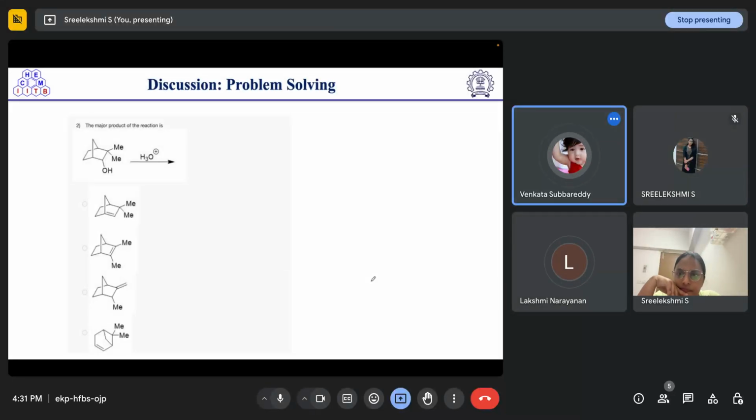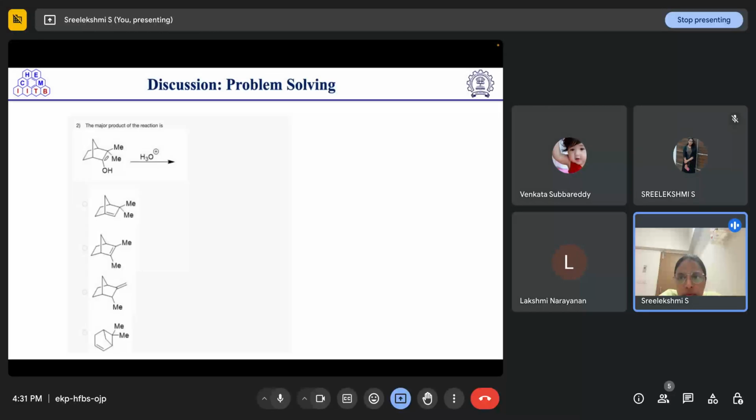First, OH will eliminate. First, protonation will happen. After that, the double bond will form. After the double bond, CH2, CH3, one proton will eliminate and form a double bond. But how is this methyl shifting? Like the third one, a carbocation will form now. Yes, the methyl group will migrate from here.